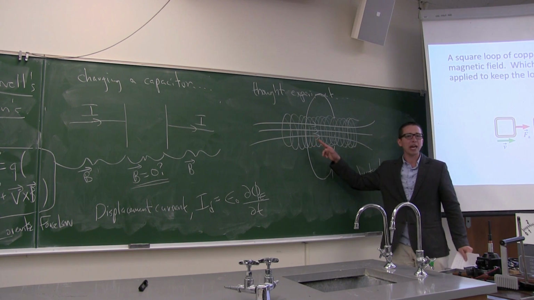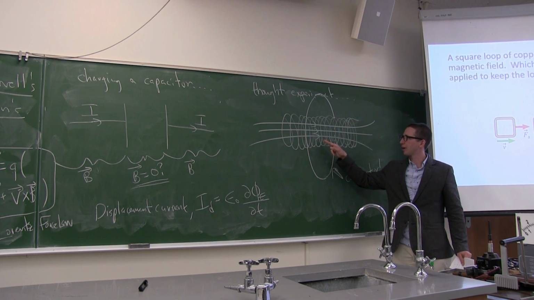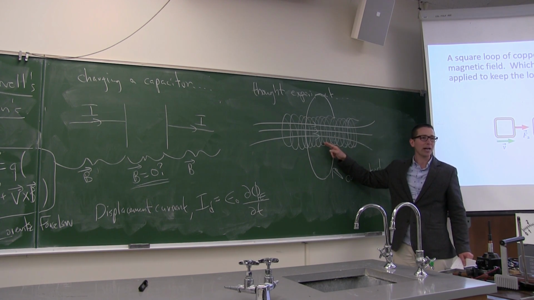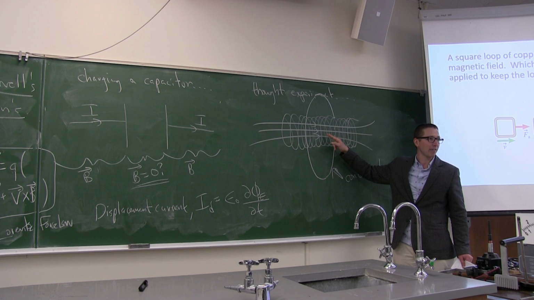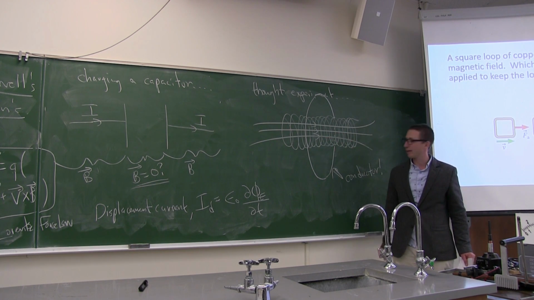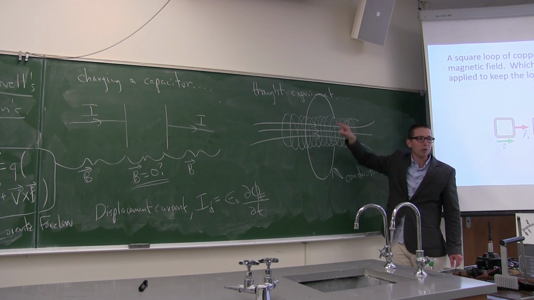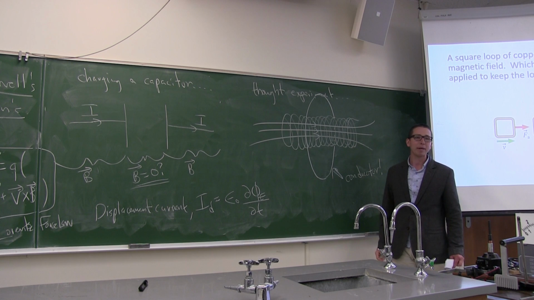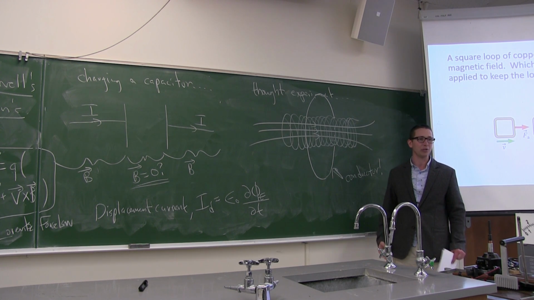And let's say I start to change the current that is going through the solenoid right here. A changing current through the solenoid produces a changing magnetic field. That changing magnetic field means that there's a changing flux through this big loop. So if there's a changing flux through this big loop, that means that there should be an induced current. So where does that induced current actually come from?